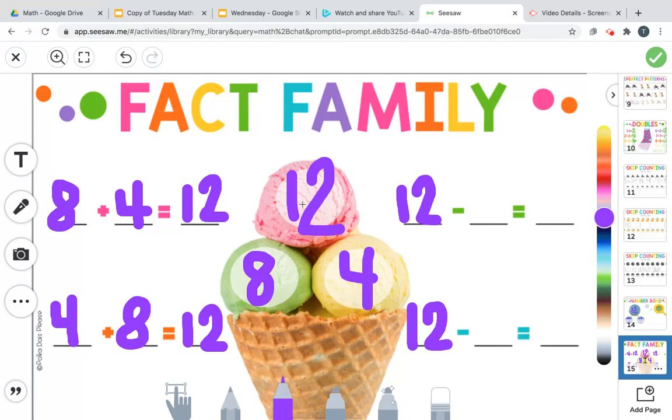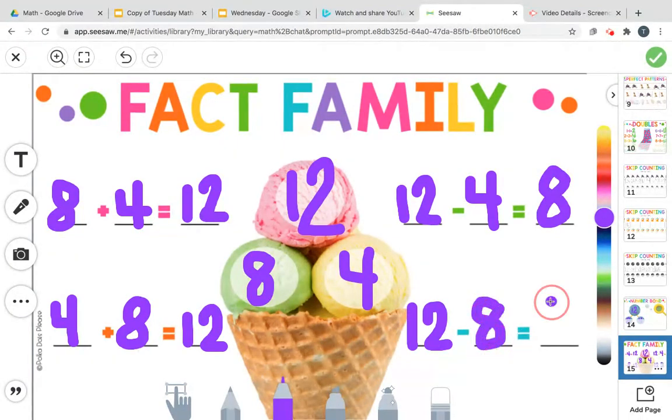All right, then we can take 12 and we can subtract 4. And that still leaves 8. But down here, we can do it the backwards way. We went this way first. Now we can say 12, take away 8, makes 4. So they just changed places. And that is our fact family for today. So you guys keep practicing this. I know it's kind of hard, but you got it. You'll get there.